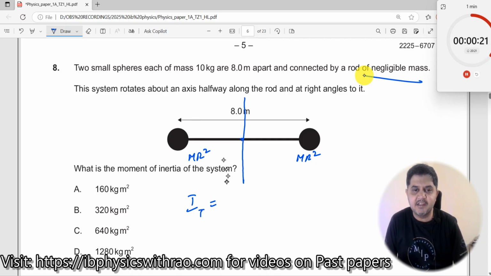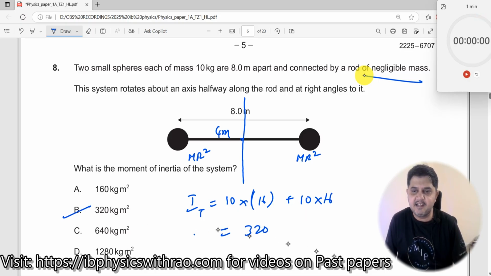What is mr square for this one? It would be 10 kg multiplied by r. What is r here? 4 meters over here. It should be 4 square, which is 16, plus this one. What is the mass over here? The mass here is each of mass 10 multiplied by 16. Okay, so both are same. It should be 320 kg meters square. Answer is B.